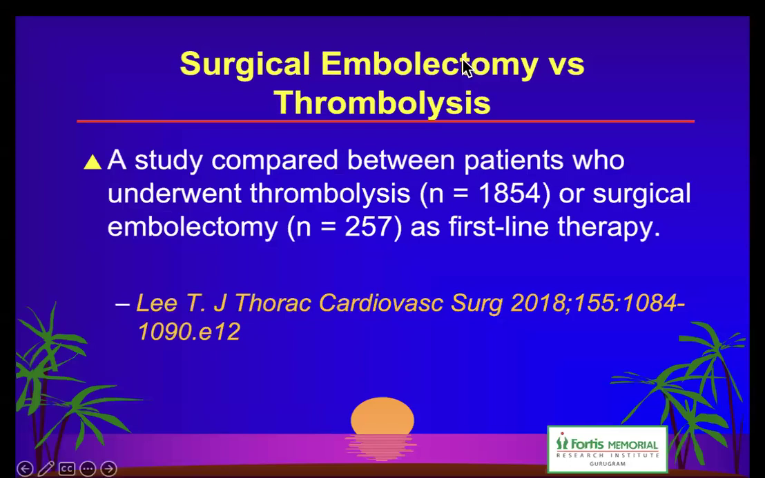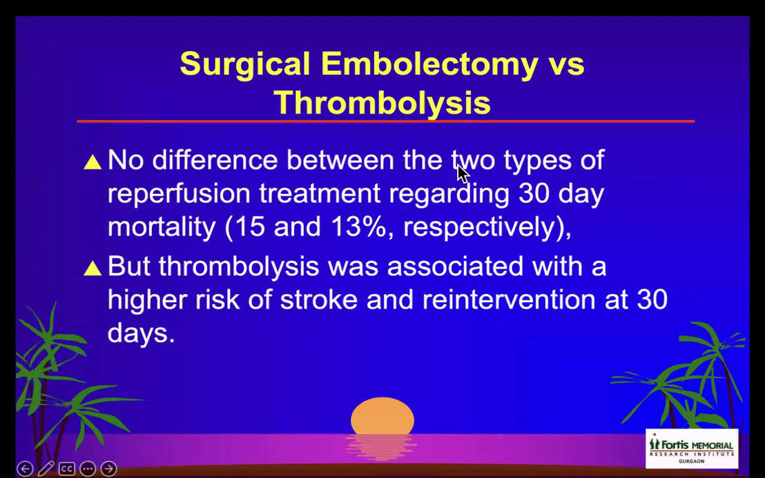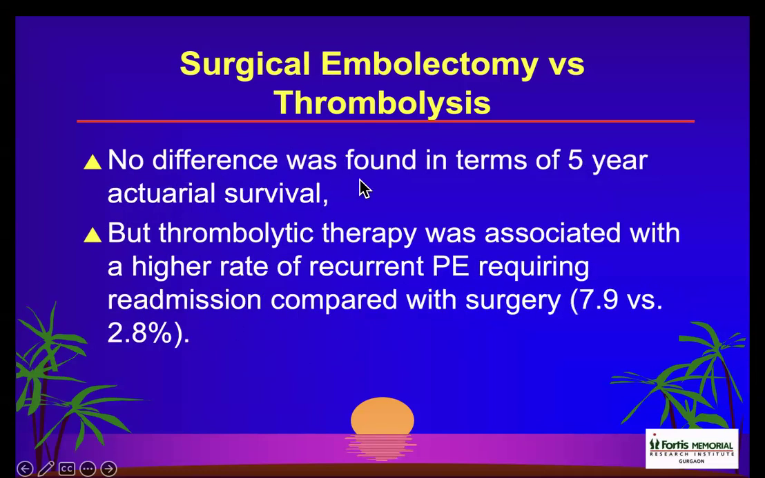Coming to comparison of surgical embolectomy versus thrombolysis, a study compared patients who underwent thrombolysis and embolectomy, with 1854 cases in the systemic thrombolysis group and around 250 patients in the surgical embolectomy group as first-line therapy. They found no difference between the two types of reperfusion treatment regarding 30-day mortality. It was similar, around 15%, but thrombolysis was associated with a higher risk of stroke and reintervention at 30 days. Similarly, there was no difference in 5-year actuarial survival in these two groups, but thrombolytic therapy was associated with a higher rate of recurrent pulmonary embolism requiring readmission compared with surgery.